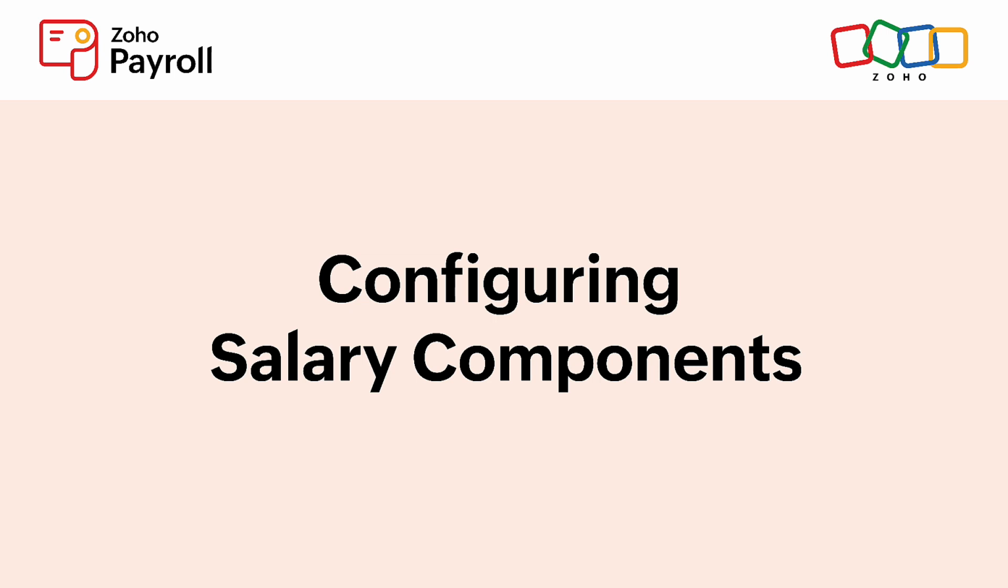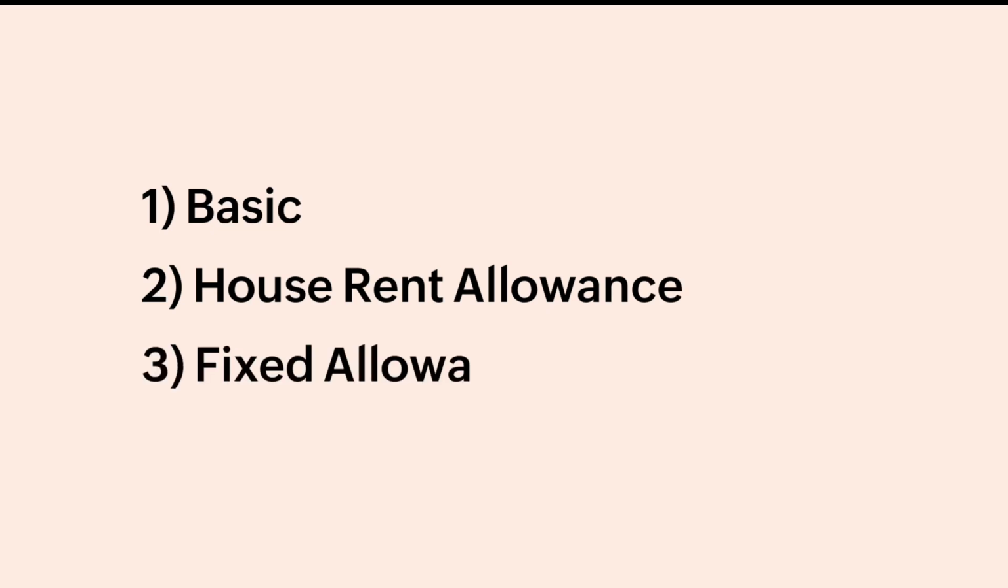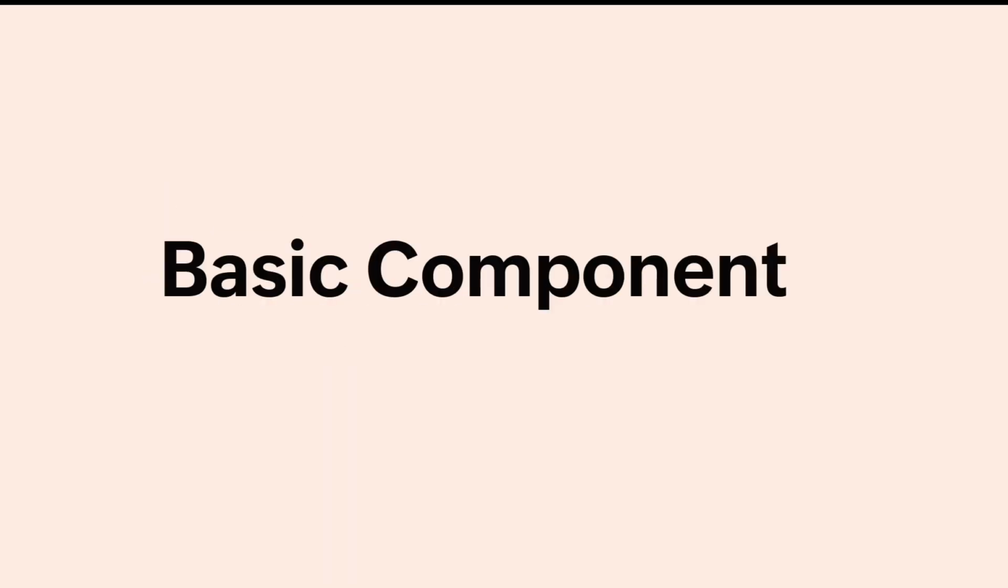We will start this series by exploring the majorly used salary components which are associated with the majority of employees across the organization. They are basic, house rent allowance, and fixed allowance. Firstly, we will start with the basic component.